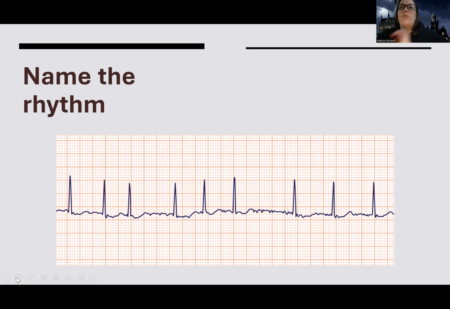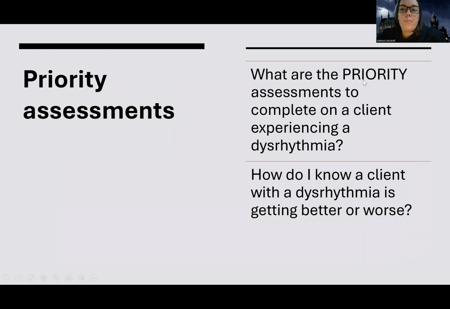So yeah, a great thing to do after this is study, like, what would you do? What are your priorities and stuff here? I knew this question was coming up, so that's why I didn't go too much into it. So, priority assessments to complete on a client experiencing a dysrhythmia. Some of the most important things we can do is to check their vital signs, specifically their oxygenation or SpO2 and their blood pressure. That's going to tell us the most information about how they're tolerating that rhythm. So those would be my priorities.